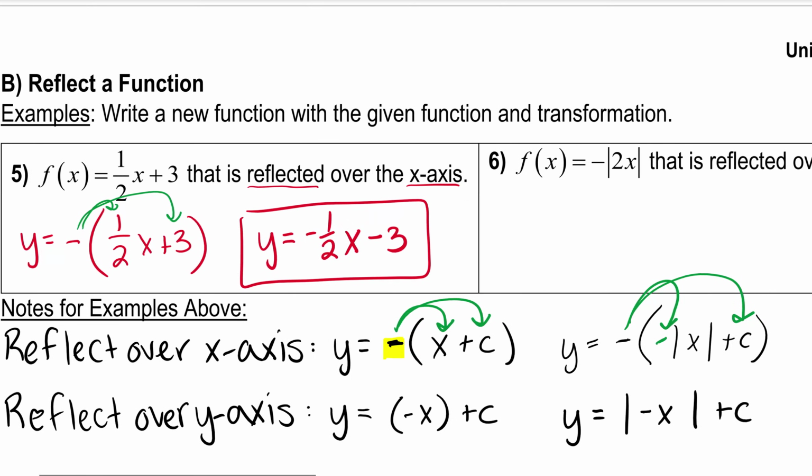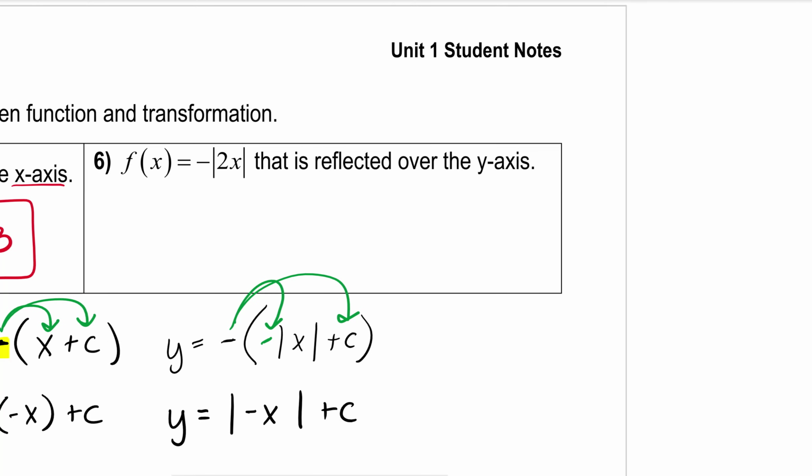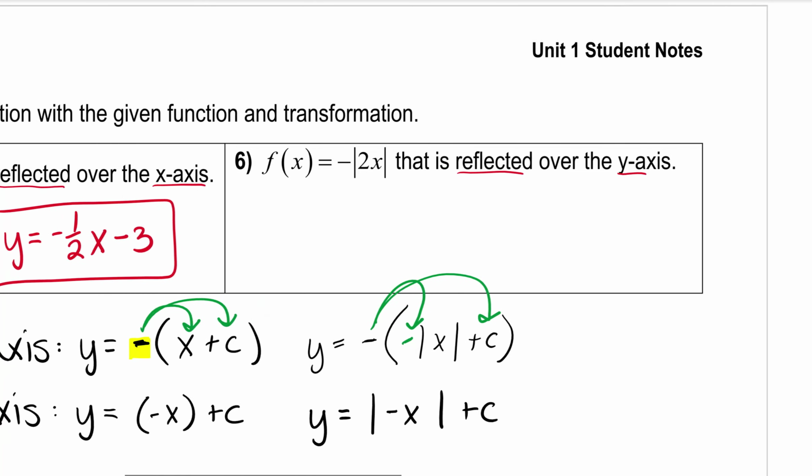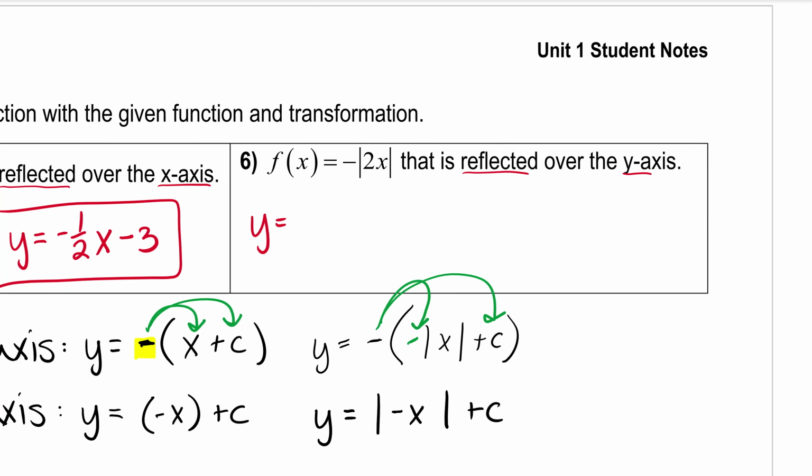Alright, so that wasn't too bad. Number 6. Now I'm reflecting over the y-axis. So remember, if I reflect over y, I only change the x. So I'm going to have y equals, there's already a negative there, so negative, parentheses, and then I can do like 2 negative x, right? Because remember, I only want to change x. So now I can clean this up a little bit, so I have 2 times negative x, and I can change that. So I have y equals negative 2 times negative x is negative 2x.